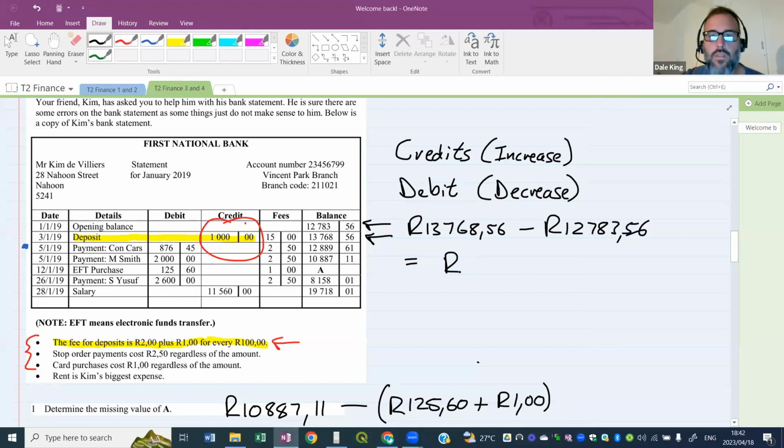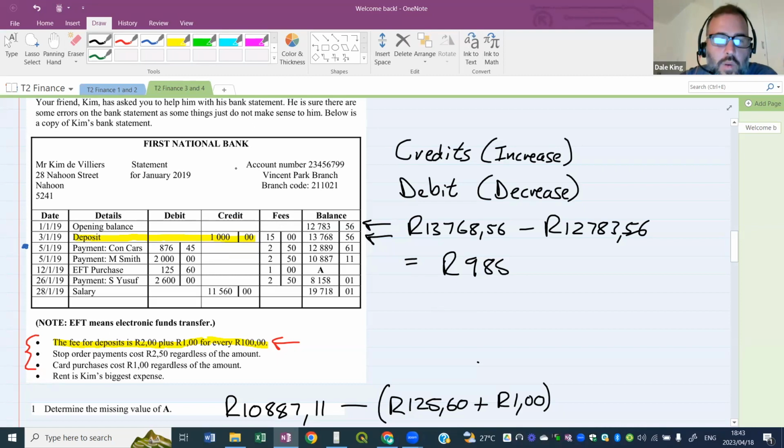985. Sorry. This was the difference. Then the board checked it with what it should be. The difference between those new numbers should be these two added up, the 1,000 and the fee. So what the board has done is said, hold on, it's not right.